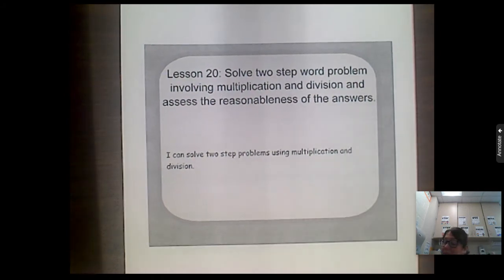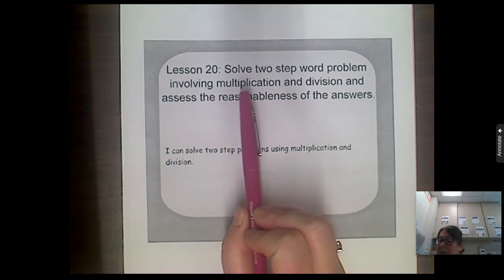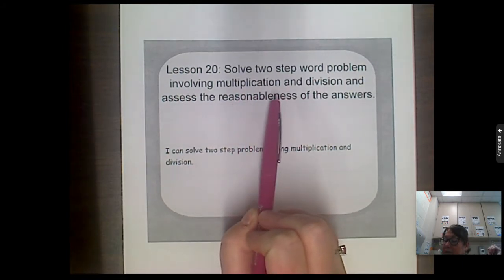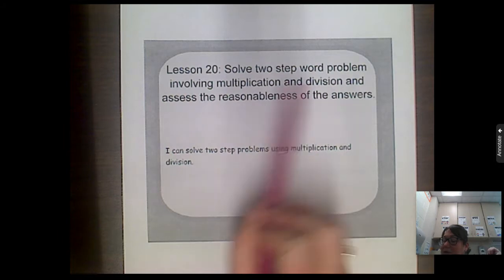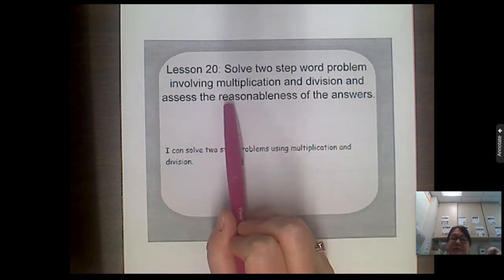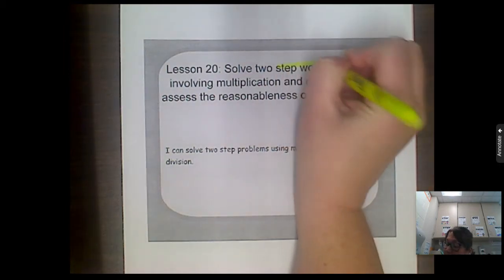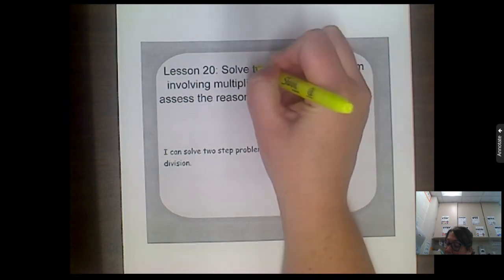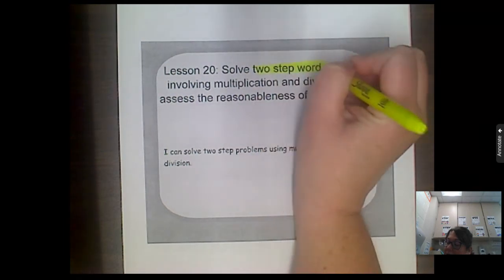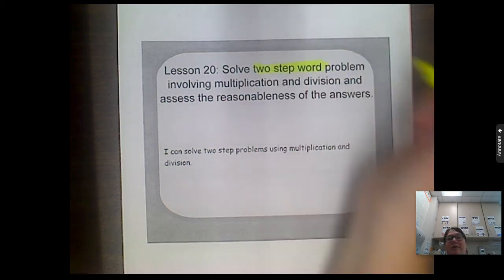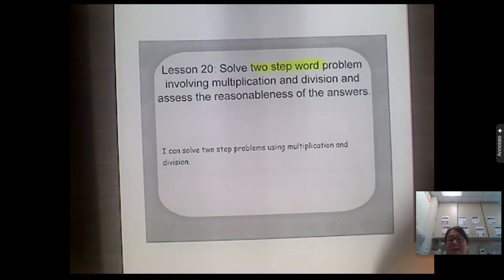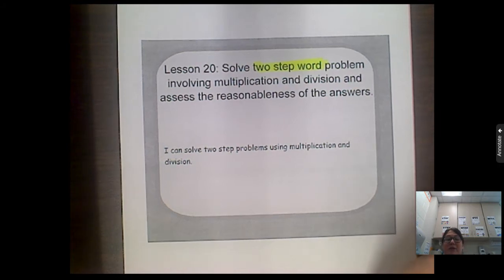Okay, so for today's lesson, lesson 20, we are solving two-step word problems involving multiplication and division and assessing the reasonableness of the answer. The big thing that's different today is we are solving two-step word problems. Do we remember, I think we did one problem so far that was a two-step word problem. And my hint to you was that if there were 3 numbers in the word problem, it was probably going to be a two-step word problem. So that's what we're going to look for today.